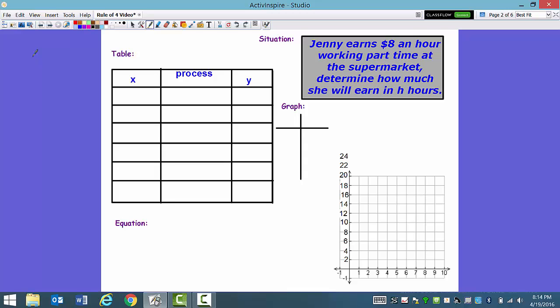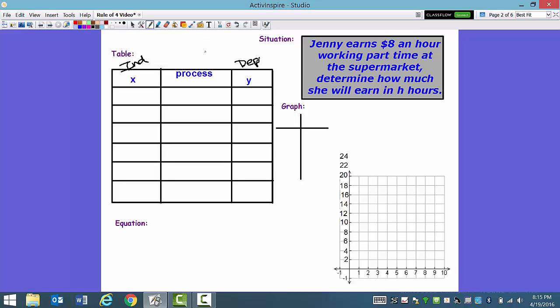Jenny earns $8 an hour working part-time at the supermarket. Determine how much she will earn in 8 hours. We can turn the situation into a table, but first we need to identify the x and the y values. Remember, x is our independent variable and y is our dependent variable. This means that the value of y depends on x. You have to know x in order to determine y.